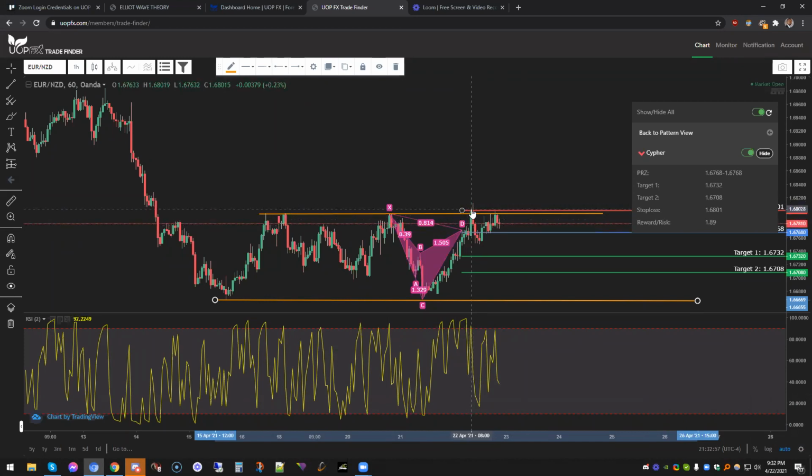Okay, now I'm still looking at this as a short setup, because just because the harmonic pattern failed, it doesn't mean that the price is not going to go back to the downside. Okay, so now that the price hit this level, I'm looking for a short.